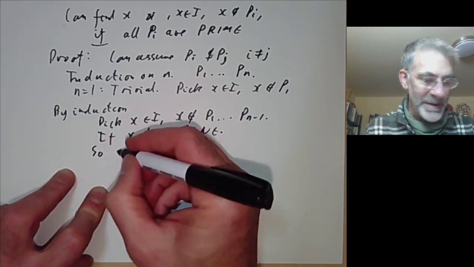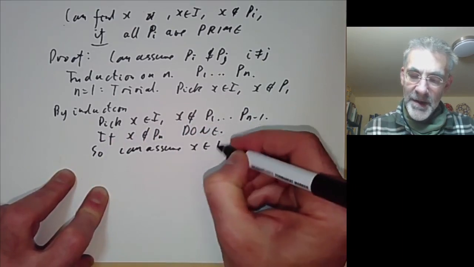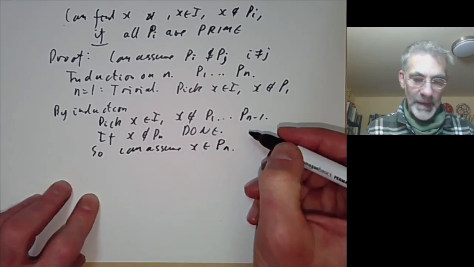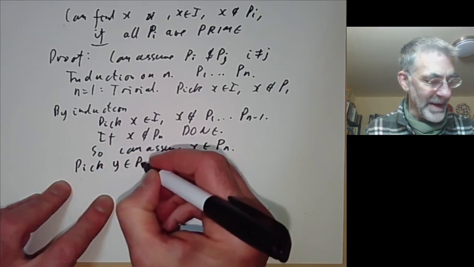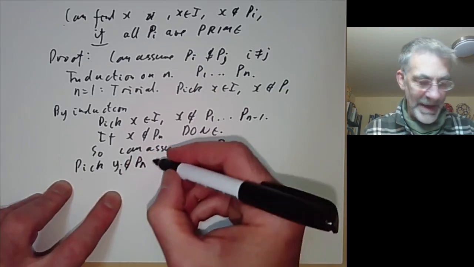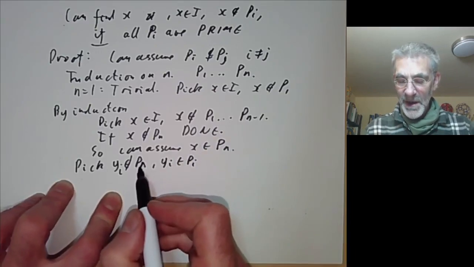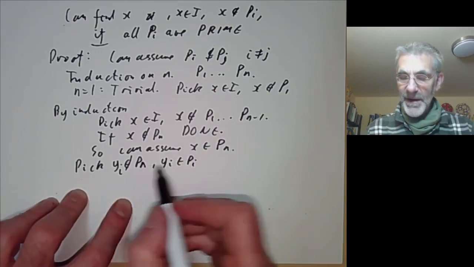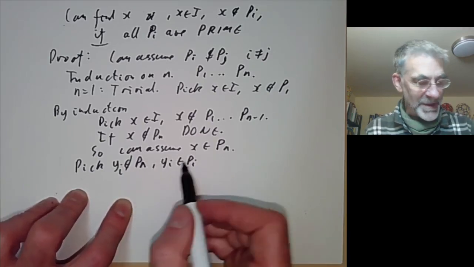So we can assume that x is in Pn. And now what we do is we pick yi not in Pn, yi is in Pi, which we can do because Pi and Pn, neither is contained in the other.